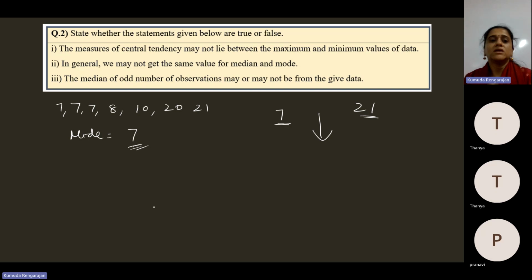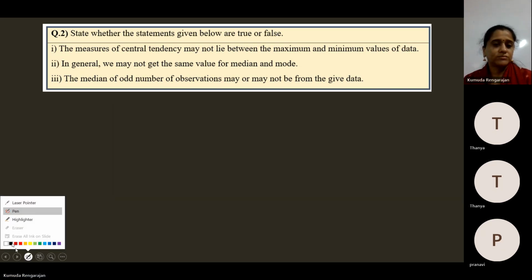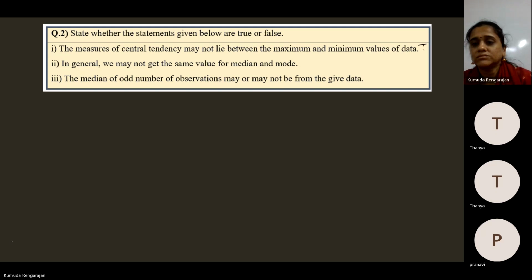Yes or no? So the measures of the central tendency may not lie between the maximum and minimum values of the data. True. We may not get the same value for median and mode. True. Yeah, we may not get. True. Mean, median, mode, all the three, we may get different values.